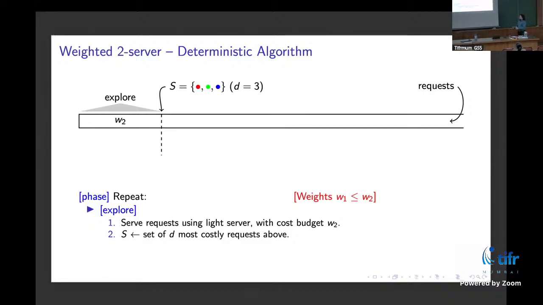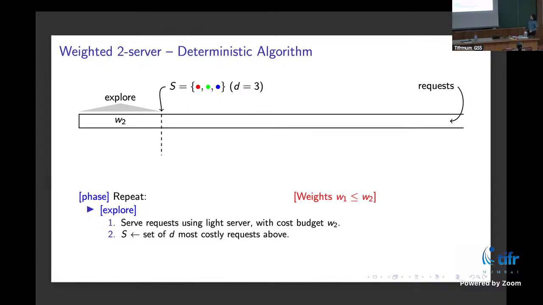Every point in the metric space is going to result in some kind of cost, the cost that we pay to serve requests to that point, right? So the question is, what are the D most costly points? Here D is a parameter to the algorithm. In this example, I have picked D equal to 3 arbitrarily.